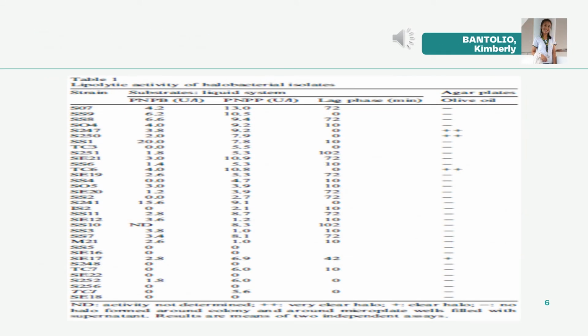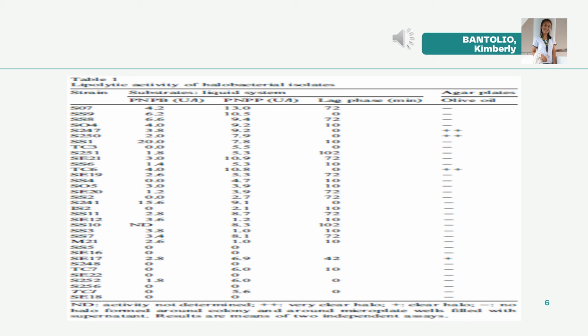So these are the results in this figure. This is the result for screening of isolates. This table shows the activity of every strain. The double plus designates a very clear halo, a single plus designates a clear halo, and negative means no halo formed, around the colony and around microplate wells filled with supernatant.